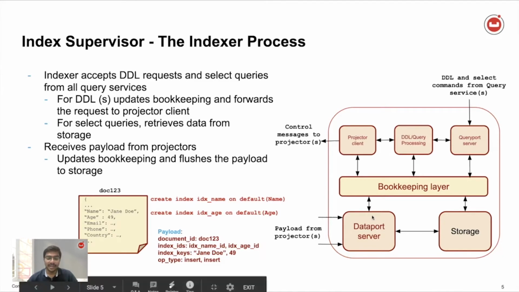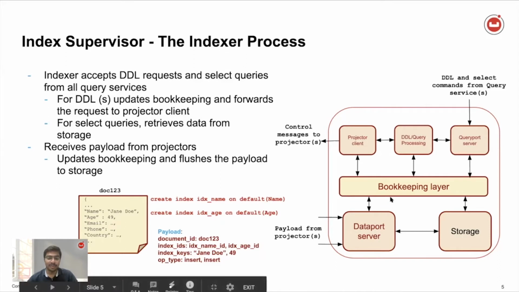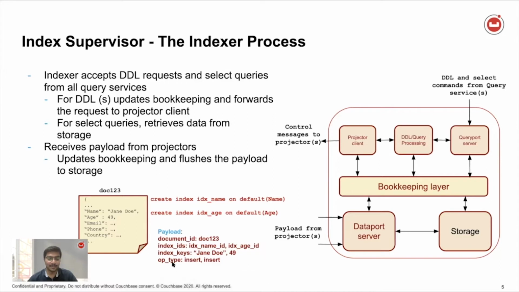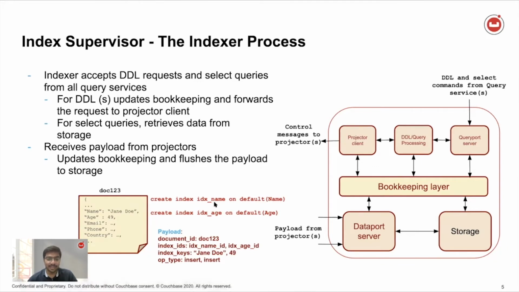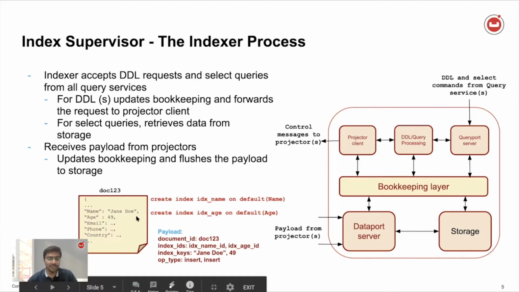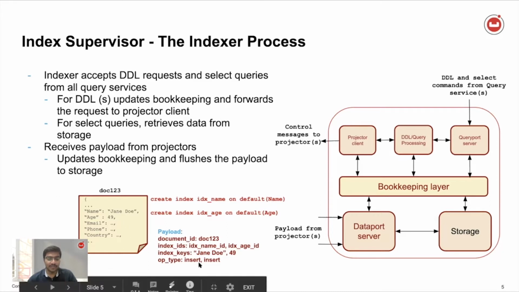Indexer also maintains a data port server to receive the payload that comes from all the projectors in the cluster. Upon receiving the payload, indexer would update its bookkeeping layer and flush the payload to the storage layer. The payload that comes from projector contains the ID of the document, list of index IDs, index keys, and operation type. If the data service streams a document doc123, then the payload would contain the document ID as doc123, the index IDs as the list of IDs that indexer maintains for each of these indexes. The index keys would be the values of the secondary fields on which the index is defined, and then the type of operation would be insert.